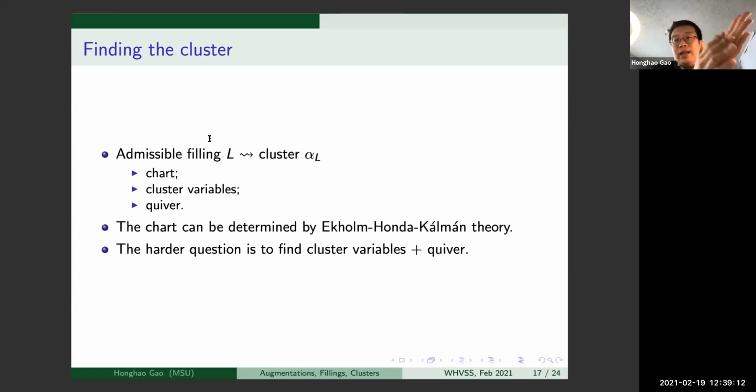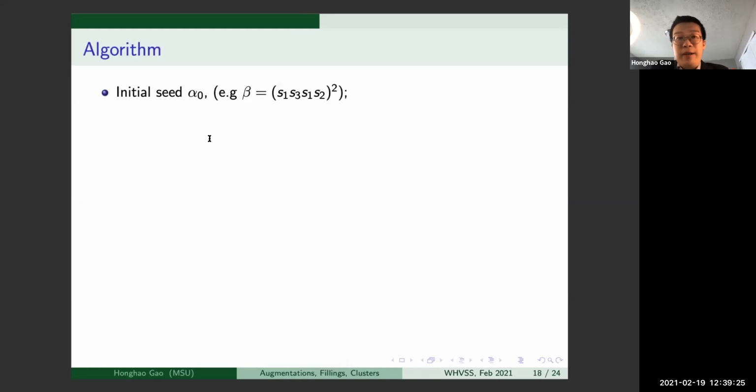So we can start with any cluster, and then you sort of wander around on the exchange graph and find the cluster that you want. So the algorithm that we produce is the following. You first find an initial seed. Give me a braid, I can produce for you a quiver and a set of cluster variables. This is one cluster associated to the augmentation variety.